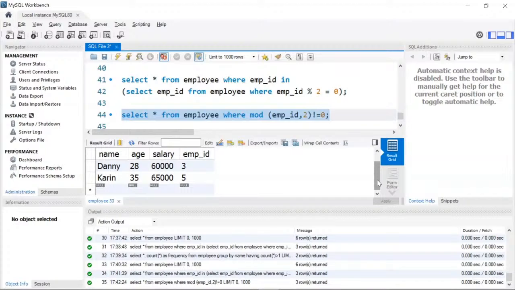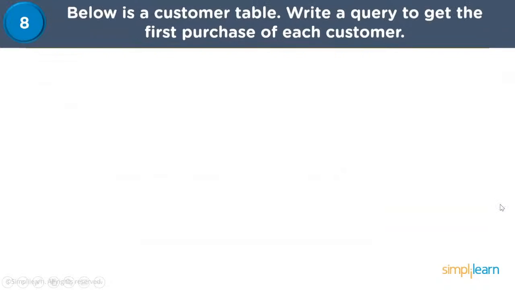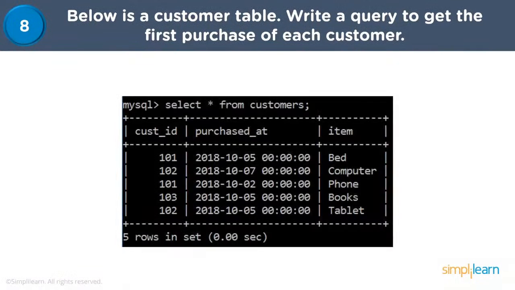Now let's see our 8th question. So here is the question. Below is the customer table. Write a query to get the first purchase of each customer. Now if you look at the table, there are 3 customer IDs, 101, 102 and 103. Now customer 101 made its first purchase on 2nd October 2018, which is this one, and customer 102 made its first purchase on 5th of October 2018.